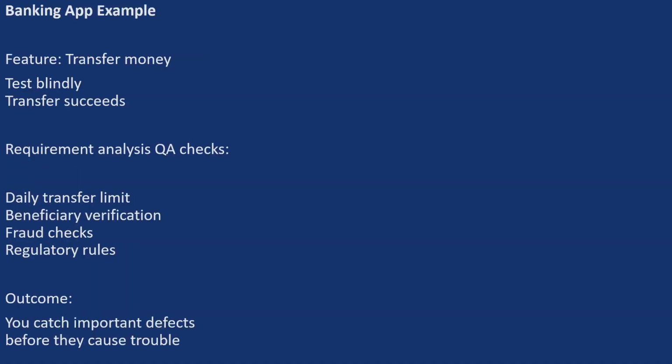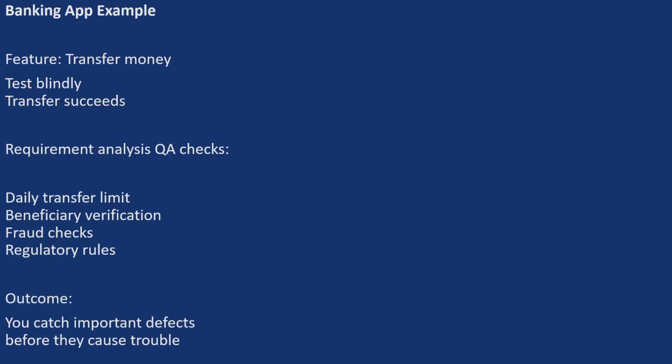Now I will take one banking app example. Let's suppose the feature is to transfer money. If you don't have a requirement, you will test it blindly and just check that the transfer succeeds. Now a QA who does the requirement analysis will check the daily transfer limit, the beneficiary verification, the fraud checks and the regulatory rules. So the outcome will be that you catch important defects before they cause trouble.